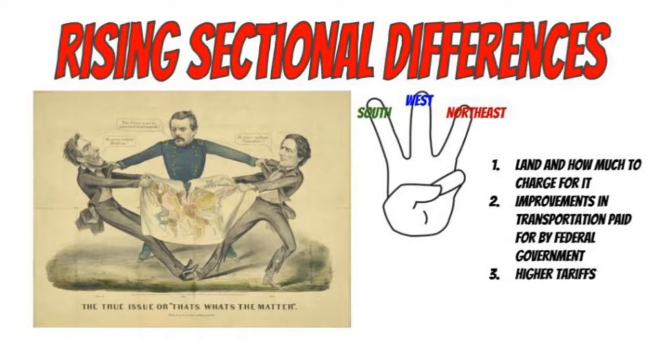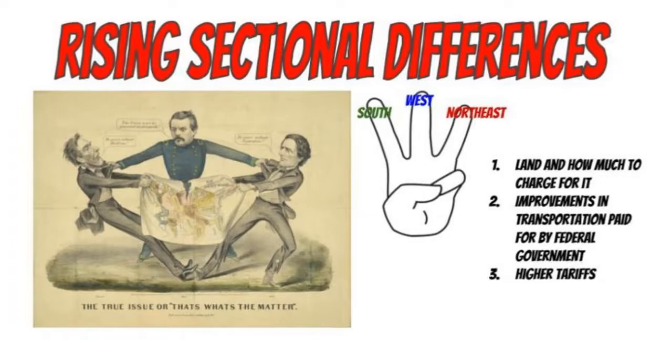All right, and this podcast is going to start. We're going to be talking about rising sectional differences. As you remember, when President Jackson took office in 1829, conflicts between the Northeast, the South, and the West were pulling the nation apart. That era of good feelings is over. Yeah, definitely. Lawmakers from these sections were arguing about 3 economic issues.